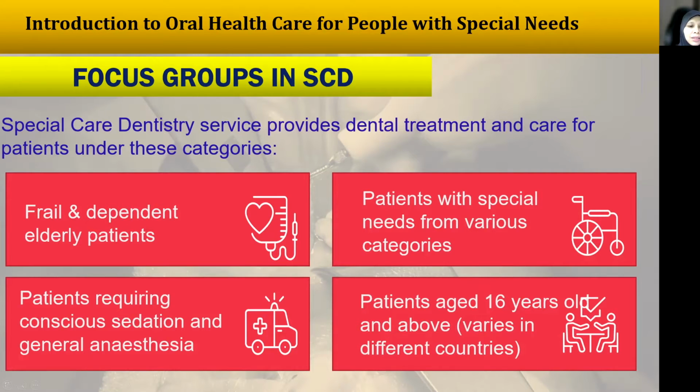All right, and then general anesthesia is easily accessible as well because we have very good support from our anesthetist teams. And the fourth group is, if you talk about special care dentistry, most of the time we focus on adults who are 18 years old and above, but this may vary from country to country. In Malaysia, when we talk about special care dentistry, we are talking about 16 years old and above. Below that, they will be managed by the pediatric dental team.